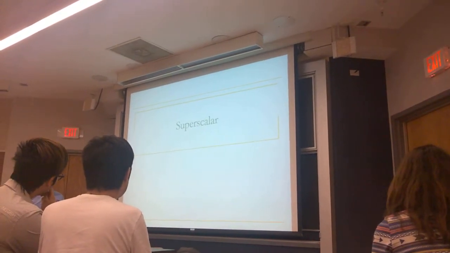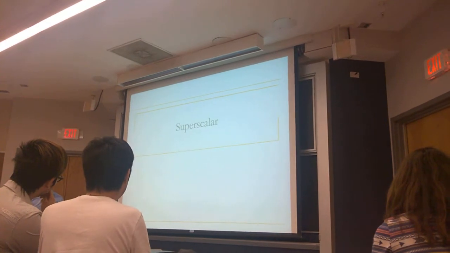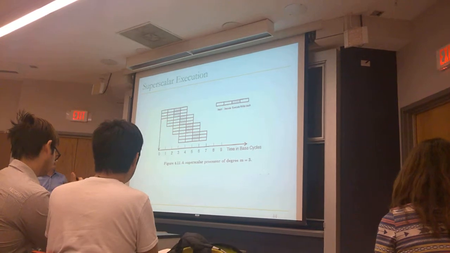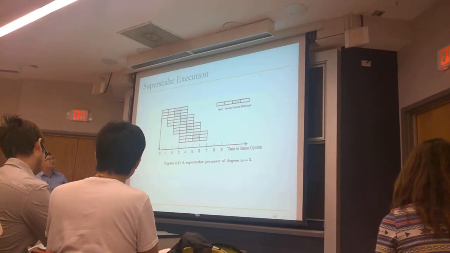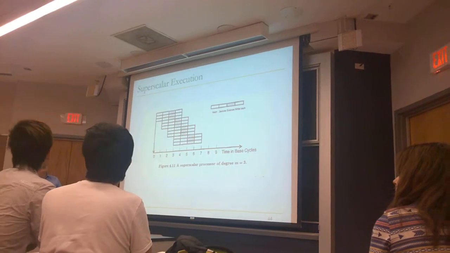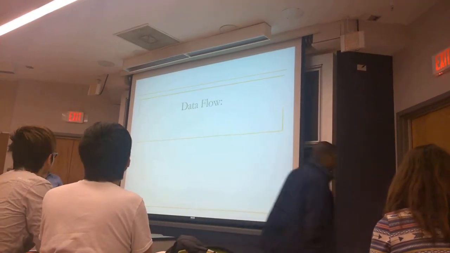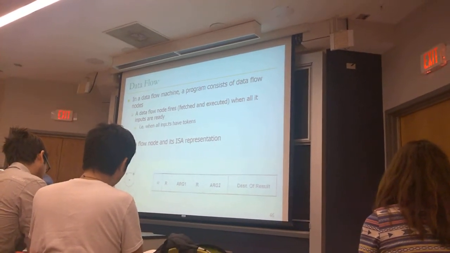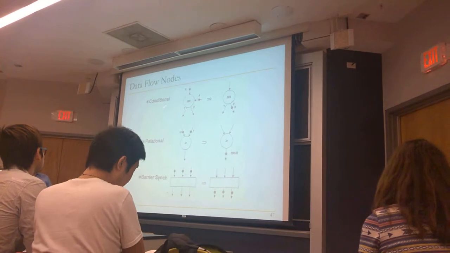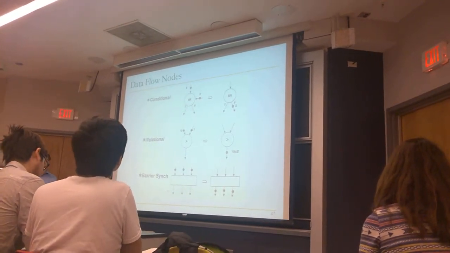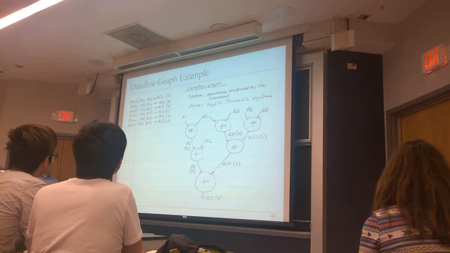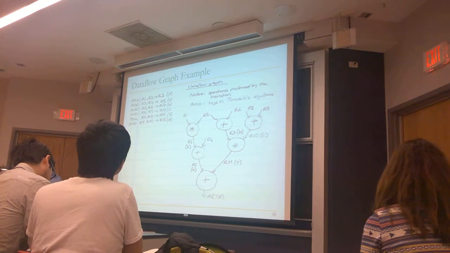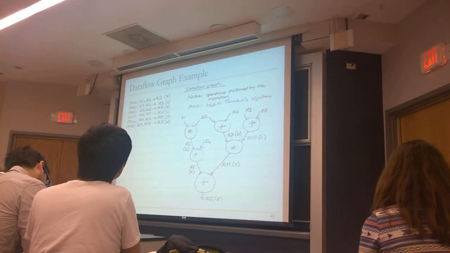And the DLP. Firstly, we discussed the superscalar. Superscalar means at each clock cycle, we can do multiple instruction fetching, decoding, execution, and write back. And for the data flow here, we introduce the definition of the data flow machine, and we have the basic data flow nodes to design a program. One of the exercises is, given the code, to be able to design the corresponding data flow graph for this code.